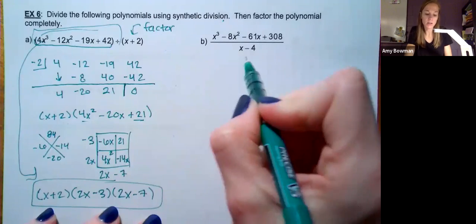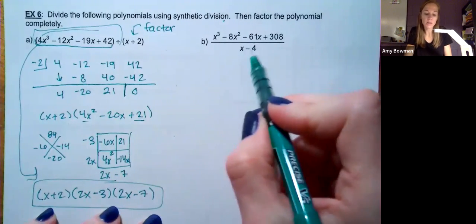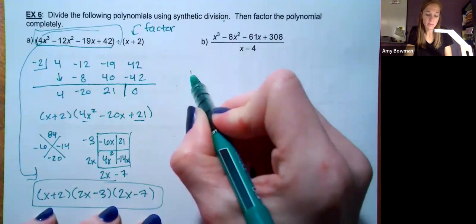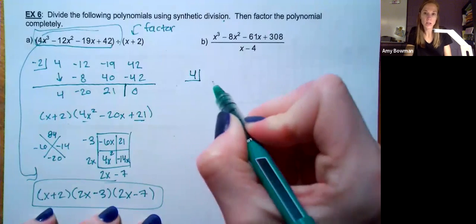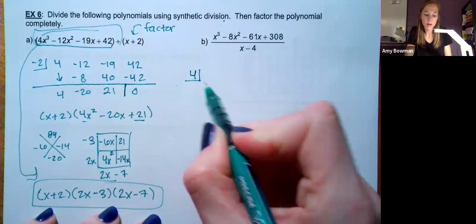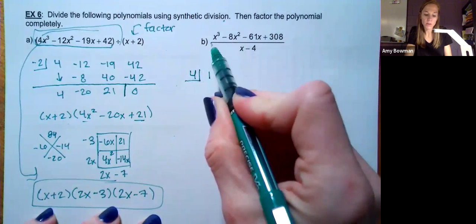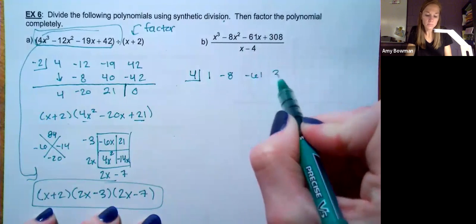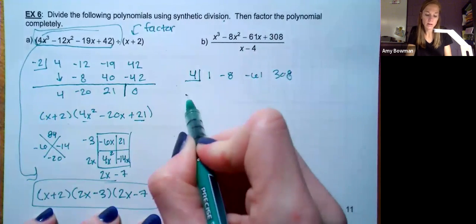To do that, we're just going to do the division of the polynomial divided by x minus 4. Since it's linear, we're in the form of x minus c, we can use our synthetic division strategy. So the c value of 4 goes in the box. We've got our coefficients of 1, -8, -61, and 308.